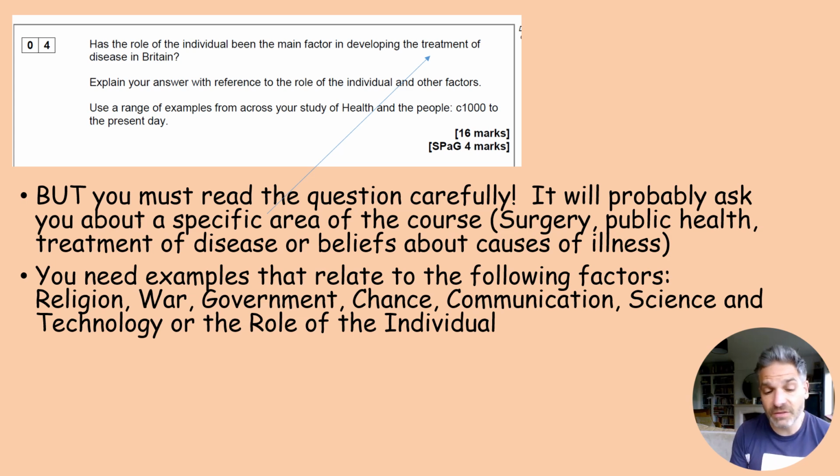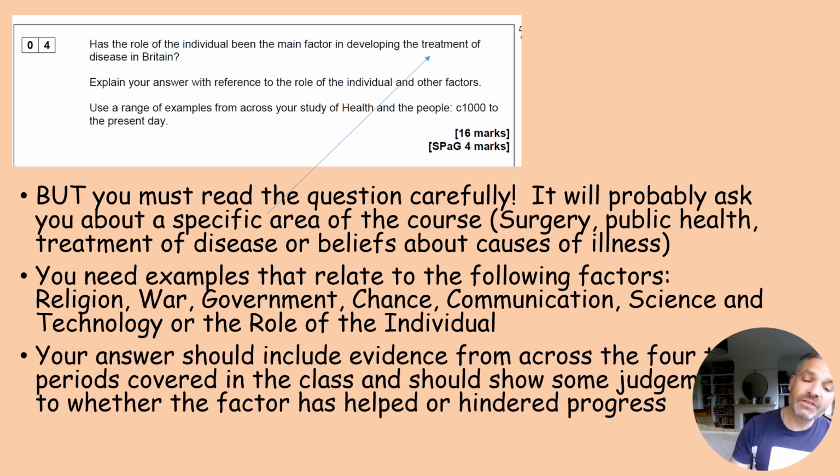The factors that you need to know about are religion, war, government, chance or luck, communication, which means how ideas are communicated, books, internet, etc., science and technology, and the role of the individual. So many individuals in this course, you've got to have that in your mind, but the big ones definitely war, government, science and technology. I mean, really you ought to know something about all of them, because you never know what the factor is going to be.